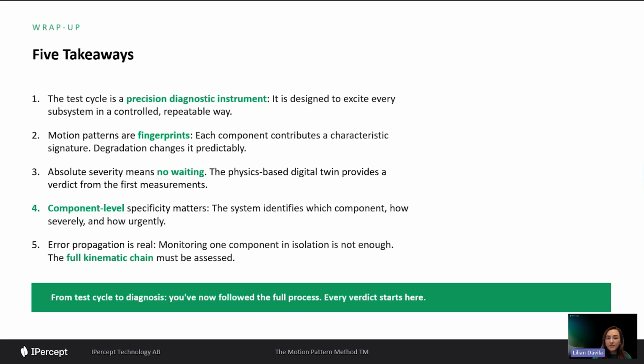3 is that absolute severity means no waiting. The physics-based digital twin provides a prediction from the very first measurements, and the predictions just improve over time. 4 is that component level specificity matters. The system tells you which component, how severely, and how urgently it's degrading. That specificity is what enables targeted decisions instead of broad interventions. And 5 is that error propagation is all too real. When one component degrades, it can affect its neighbors in the kinematic chain. So monitoring one component in isolation is not enough.